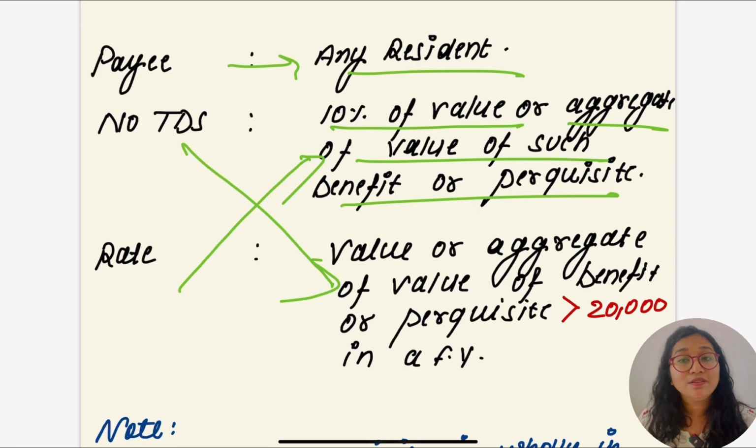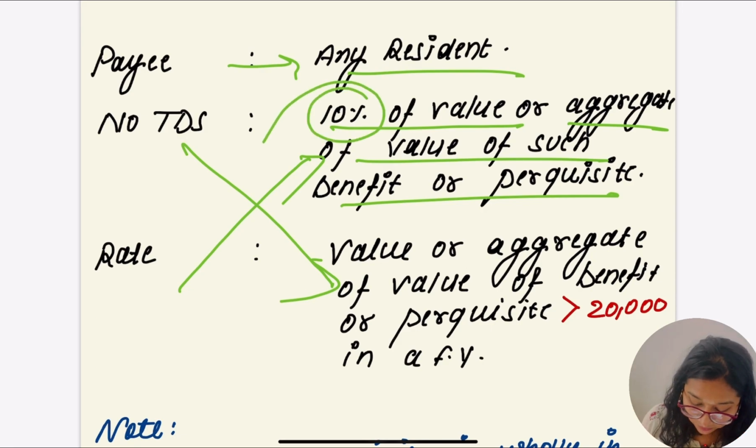So if it exceeds 20,000, in that case what is going to be the TDS rate? The TDS rate is equal to 10%. 10% of the aggregate value of such benefit or the perquisite. So up to 20,000, no TDS is going to be applied here.